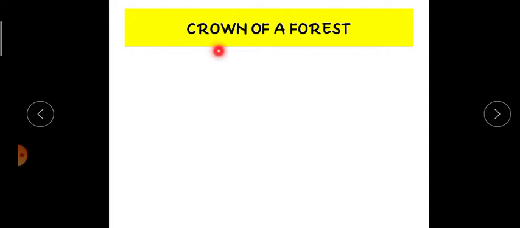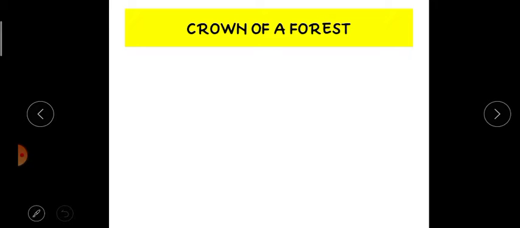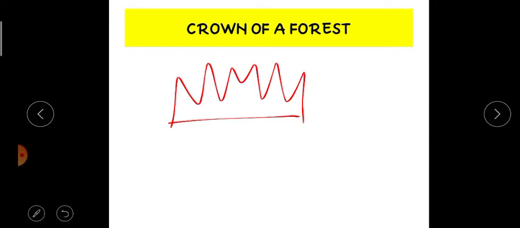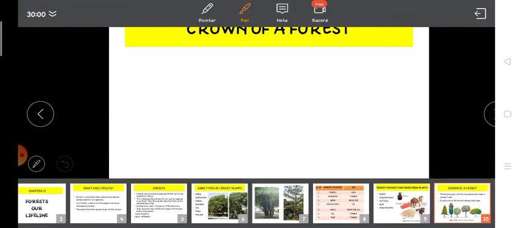Children, there is a topic named the crown of a forest. What do you mean by a crown? First of all, if I say the word crown, this picture may be coming to your mind. This is the crown of a king. Suppose this is a king and this is the crown of a king. Crown means its uppermost headgear that the king is wearing.